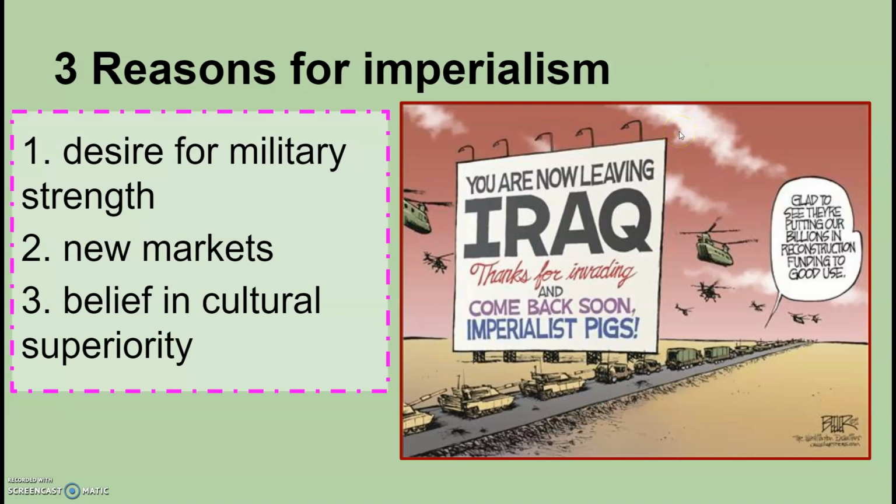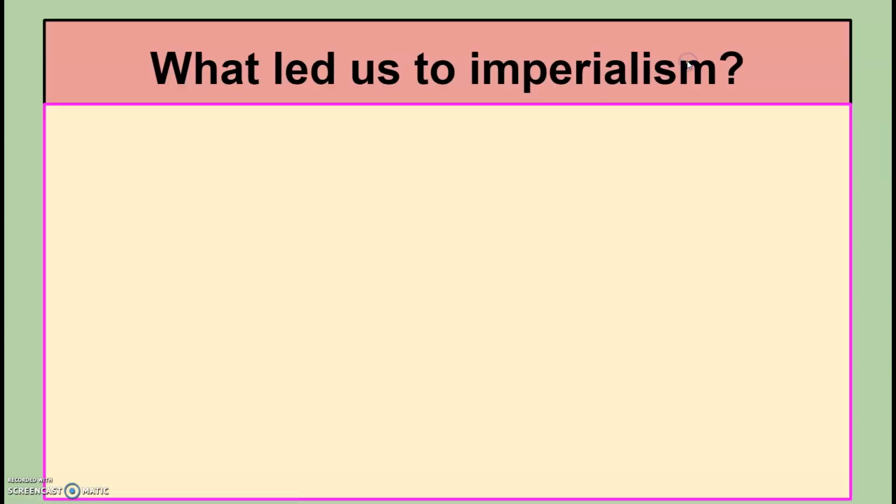And if you go back into 2003 and back to that modern issues unit we talked about, that would be the third unit that we discussed, the unit after the Cold War. We looked at this. It says, you are now leaving Iraq. Thanks for invading and come back soon, imperialist pigs. It says, glad to see they're putting our billions in reconstruction funding to good use. So the idea there was not that we were actually going to help Iraq. It was the fact that we were going there to imperialize and take their oil. And again, that would be new markets. We wanted raw materials.